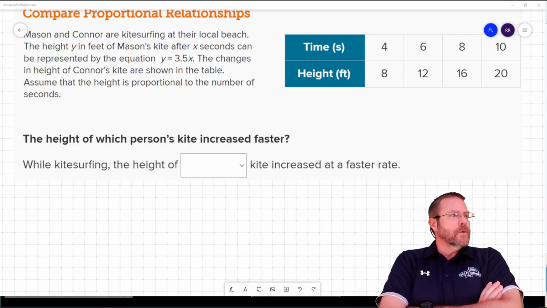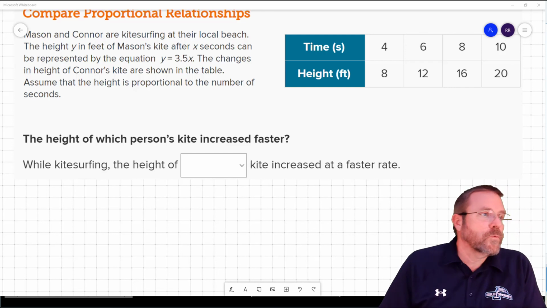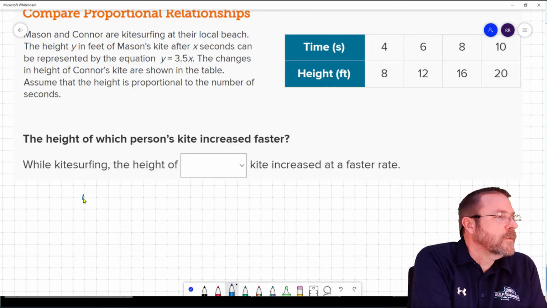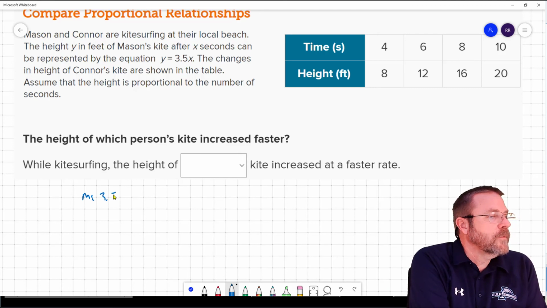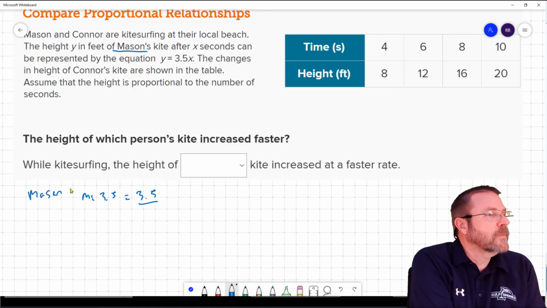Mason and Connor are kite surfing at their local beach. The height Y in feet of Mason's kite after X seconds can be represented by the equation Y is equal to 3.5 times X. So our slope is going to be 3.5, also known as 3.5 to 1. That's going to be for Mason, so our title for that is going to be Mason.